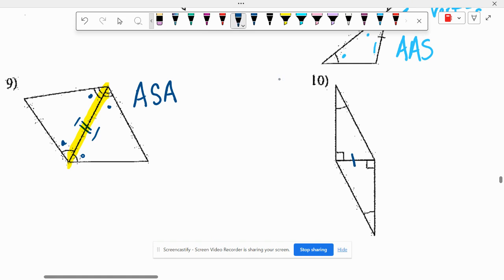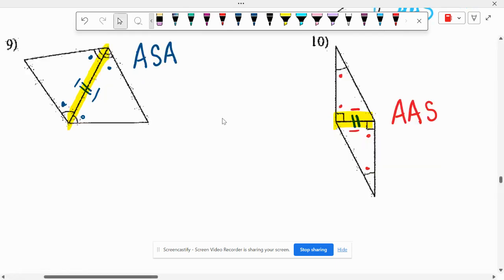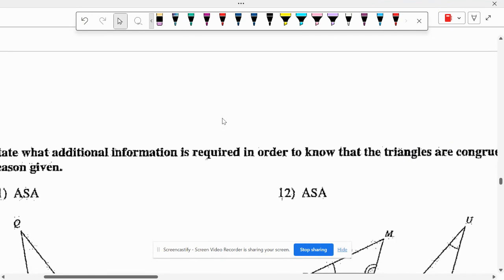Angle, angle, side. I have this included side right here that's congruent to itself. So I get angle, angle, side. Do you feel a little bit better about identifying them? Yeah, it takes a while to get your geometry brain turned on, I think.